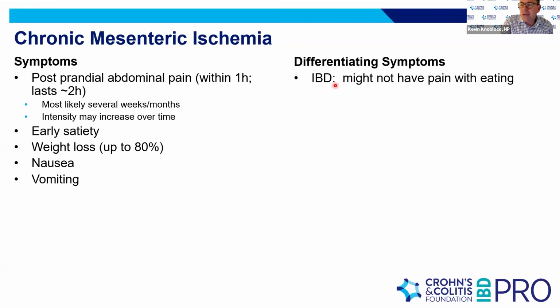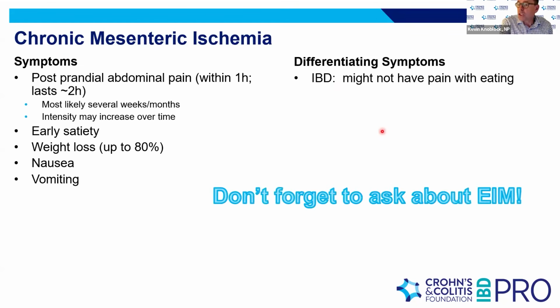IBD might not have pain with eating. Maybe your ulcerative colitis patients, not so much. Again, they're not having narrowing as much, but if they're having maybe a high fibrous diet and the colon is really red and irritated, they might have some abdominal pain. So a little tough to distinguish here between exactly what's going on. You just need more. And don't forget, again, ask about those extraintestinal manifestations. That could help.